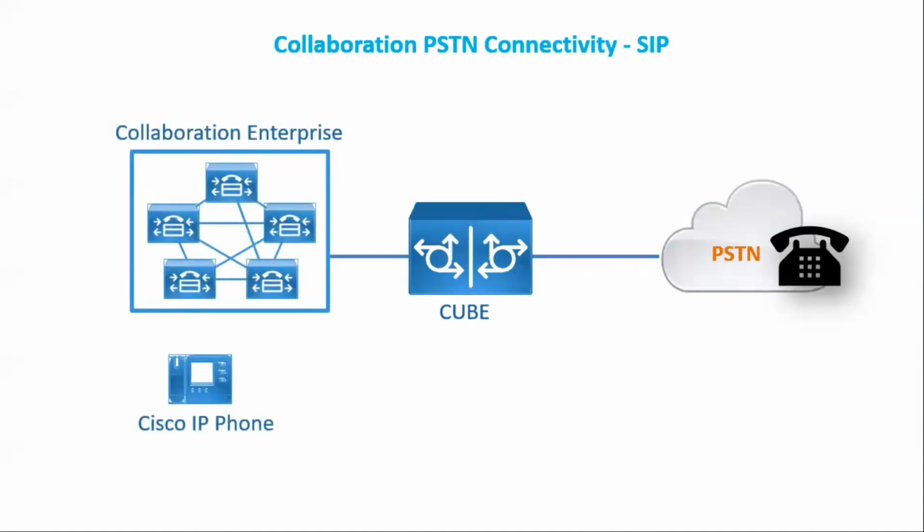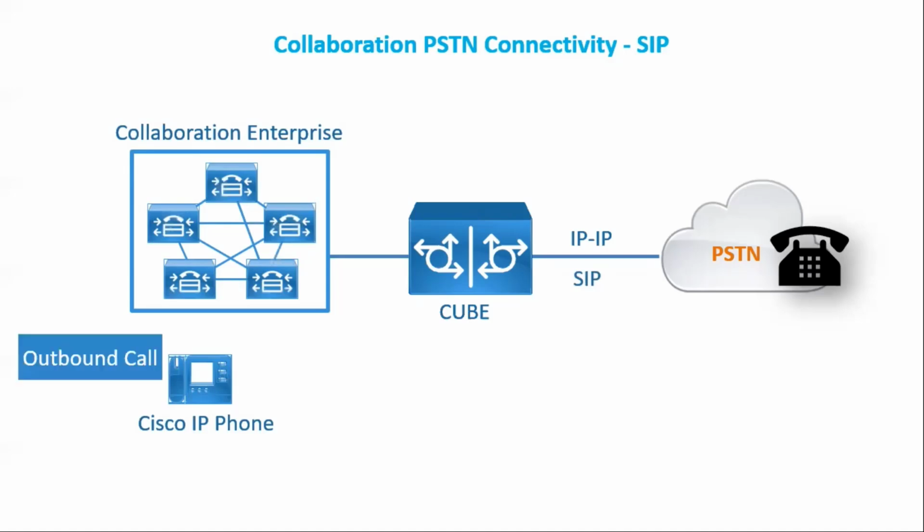With the modern way of connectivity between Unified Communication Manager servers and the PSTN network, we use IP to IP connectivity instead of the legacy ISDN over T1 or E1 PRI circuits. The SIP protocol is used for signaling and RTP for the media.